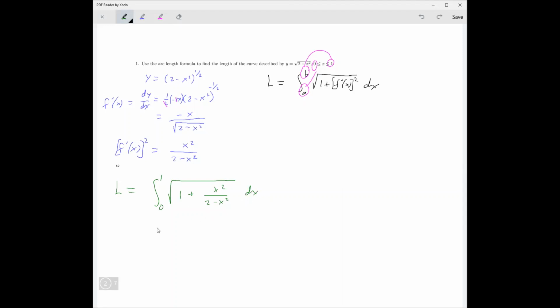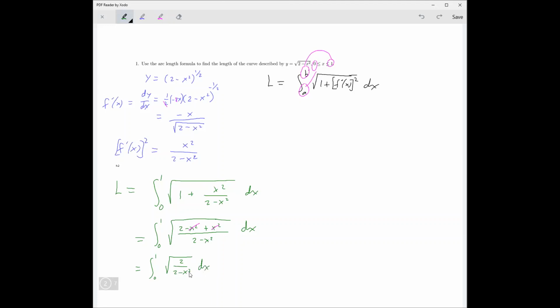Okay, now that looks really hard to integrate, but what you can do is get a common denominator first. So this 1 turns to (2 minus x squared) over (2 minus x squared). So that's the 1. And then of course you have this plus x squared right there. So that's really nice. These are going to cancel. So 2 over 2 minus x squared dx.